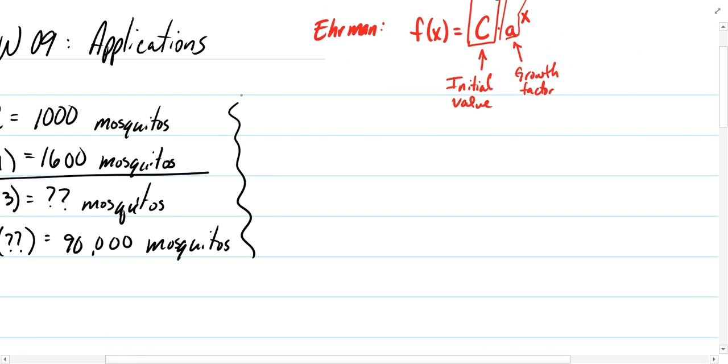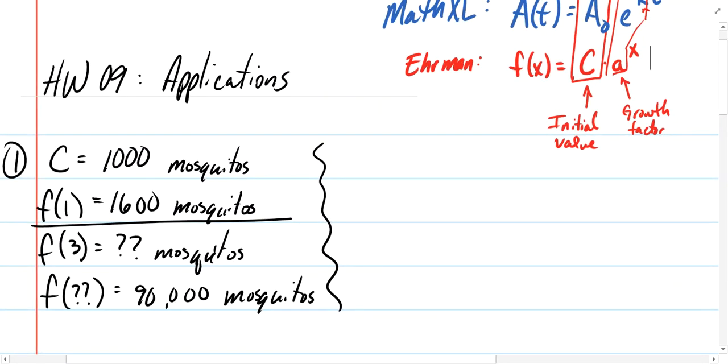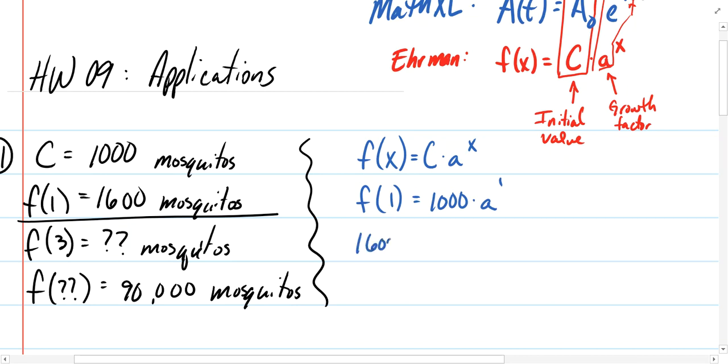So now back to the task at hand. Let's use what's given in these first two lines. Let's see if we can obtain our growth factor a. Well, again, I would start off with our format, f of x equals c times a to the x power. We know that f of 1 would be our c value, 1,000, times a to the first power. But we also know that f of 1 is 1,600 mosquitoes.